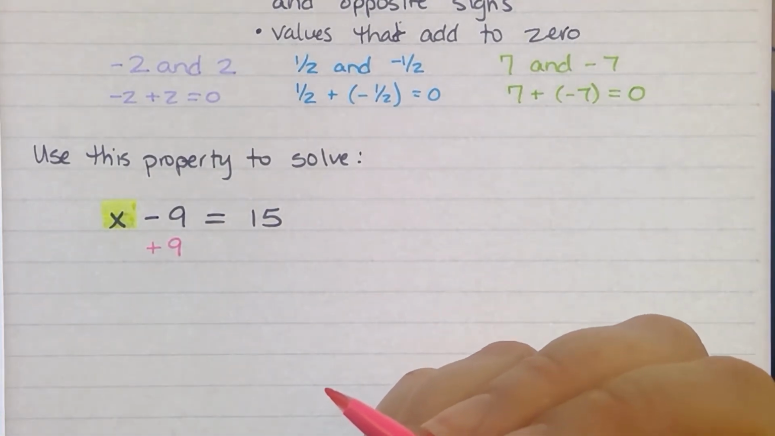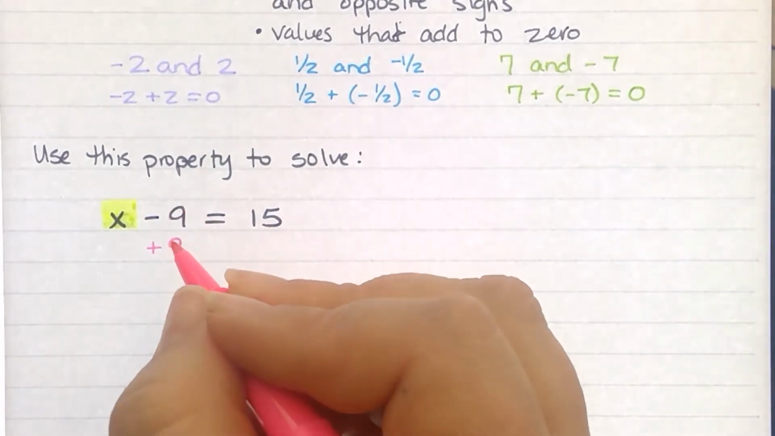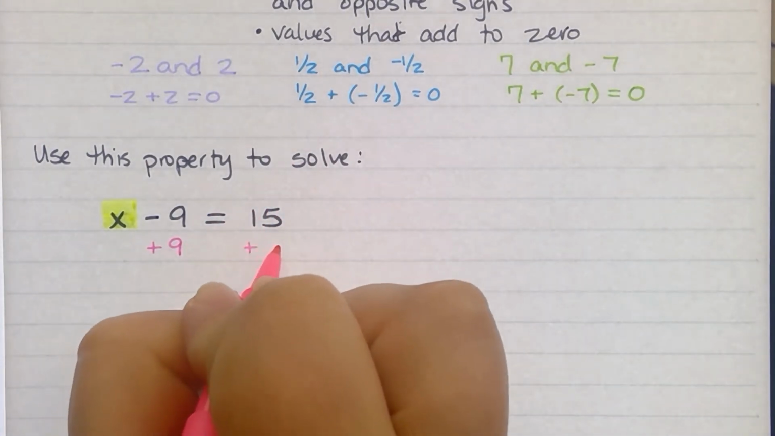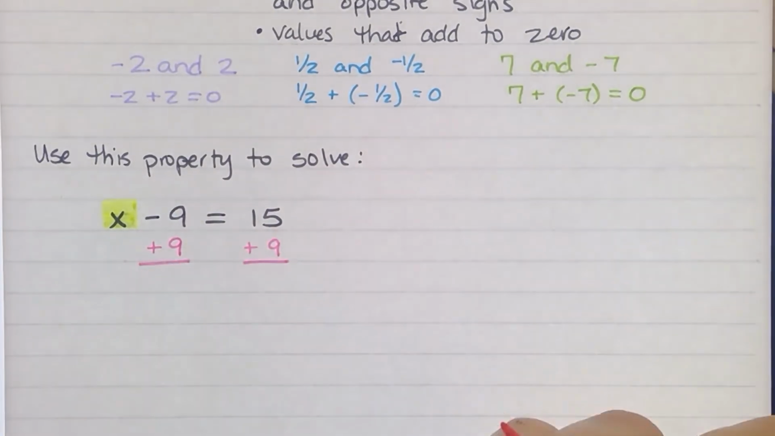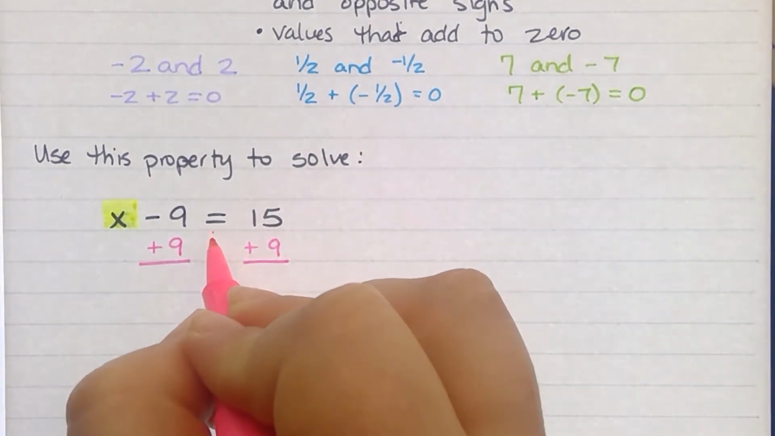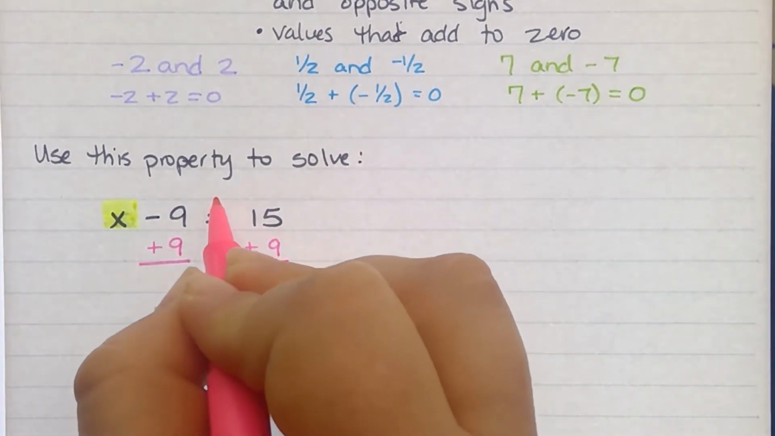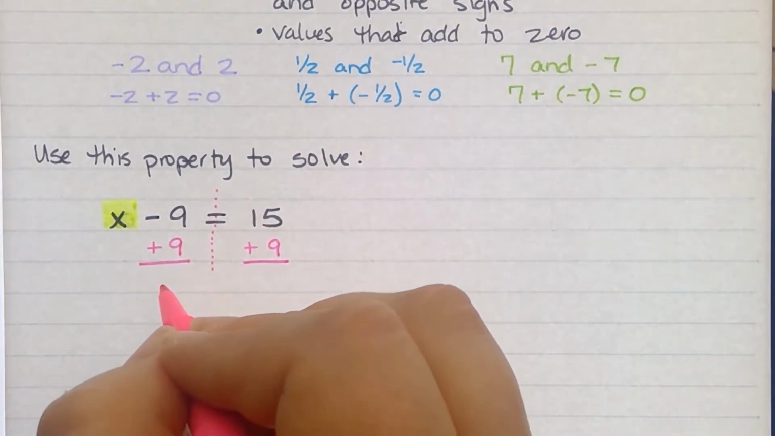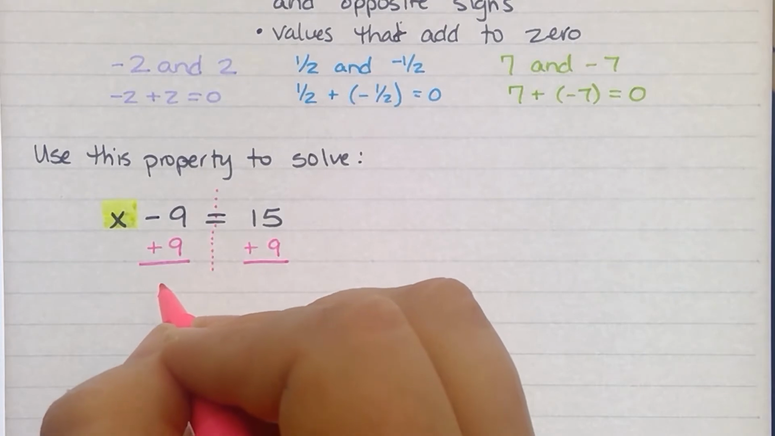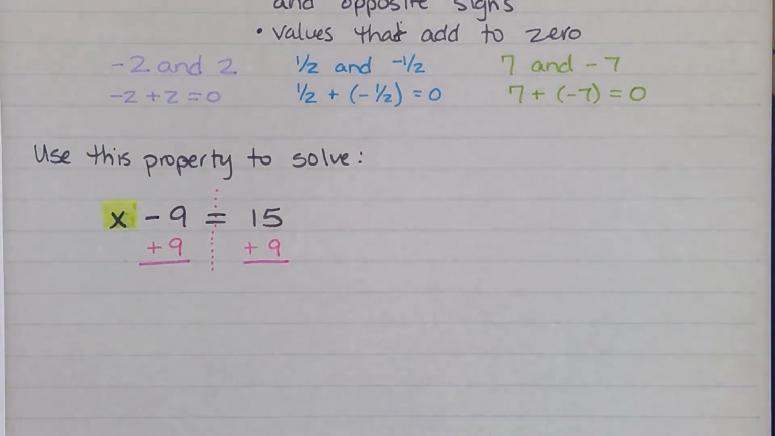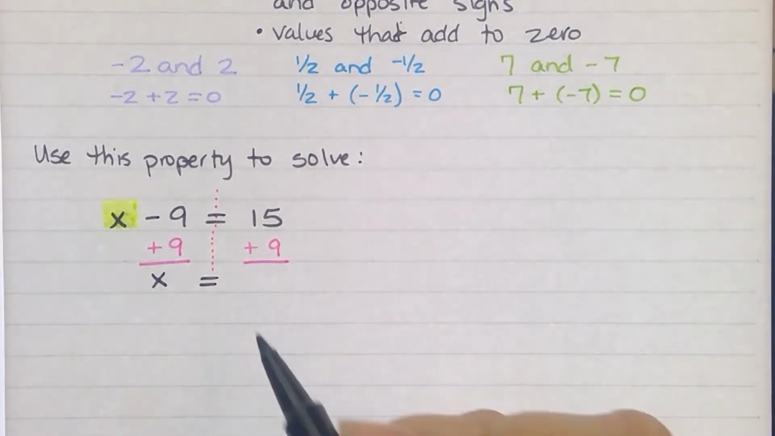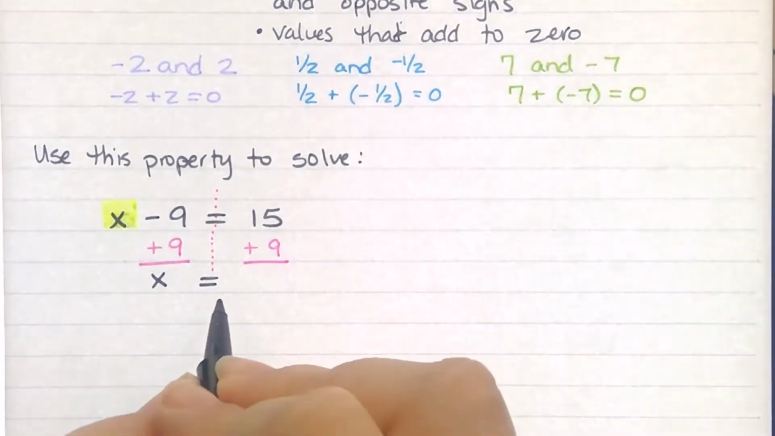So if we add it to the left side, we have to add it to the right side. So -9 plus 9 is 0. Don't forget the left and right. We're not going to put a 0 though, because zeros aren't helpful. We're going to put what's left on the left side. The only thing over there when we add 9 is going to be x. And 15 plus 9 is 24. Good.